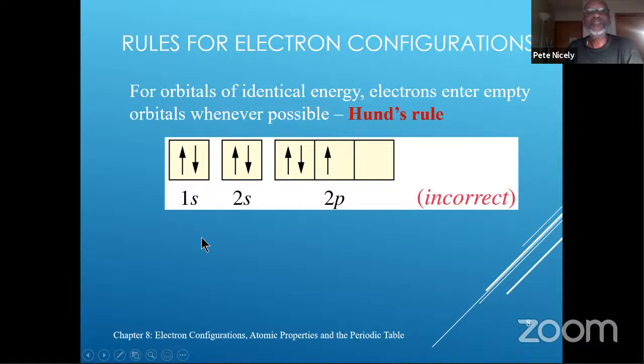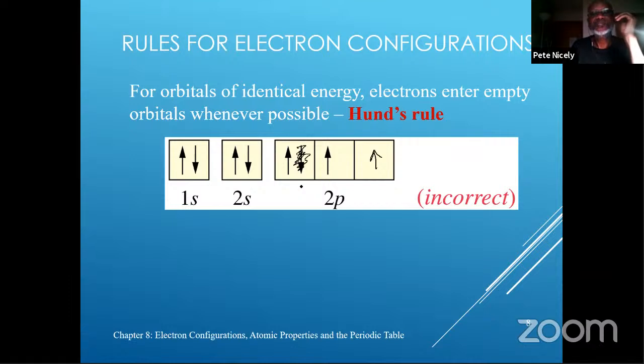And this one has to do with how the electrons are distributed. And I alluded to this before. And this is in particular in reference to a set of orbitals that have equal energies, such as the 3 2p orbitals here. It says here, for orbitals of identical energy, electrons enter empty orbitals whenever possible. So basically, and this is Hund's rule, by the way, right? Hund's rule basically predicts that if you have a set of orbitals of equal energy, the electrons will enter each of them separately.